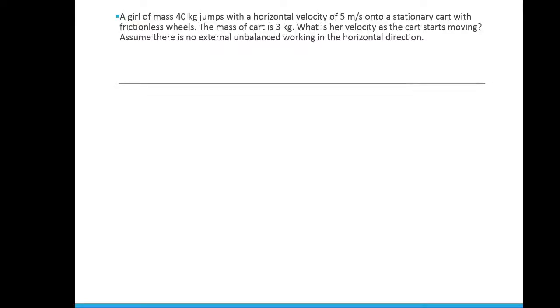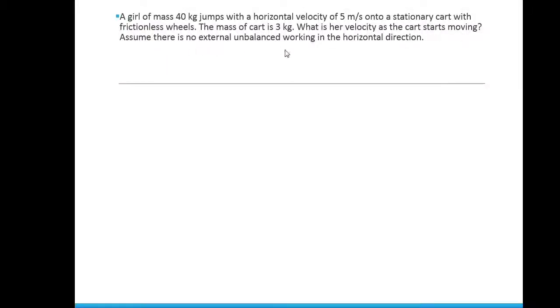Now, coming to the second example, a girl of mass 40 kg jumps with a horizontal velocity of 5 meter per second onto a stationary cart. Stationary means the cart is at rest. Cart means a skateboard. Onto a stationary cart with frictionless wheels. Therefore, there is no frictional force acting on the cart. We can neglect that. The mass of the cart is 3 kg. What is her velocity as the cart starts moving?